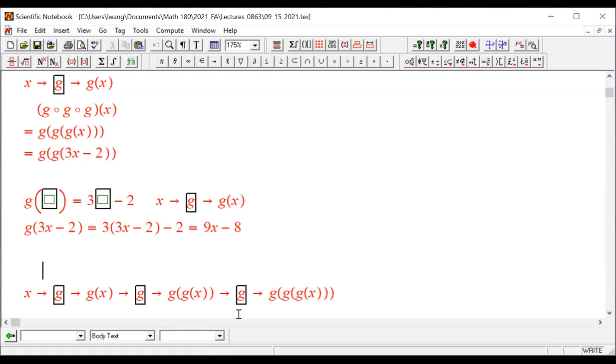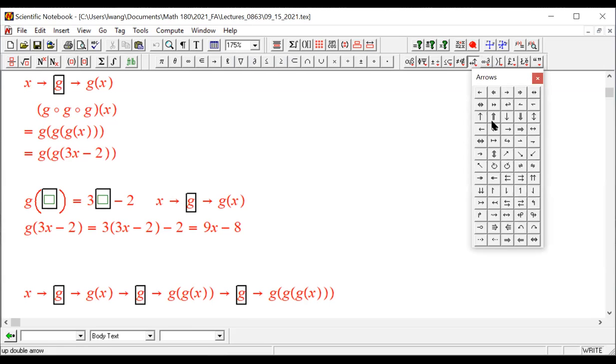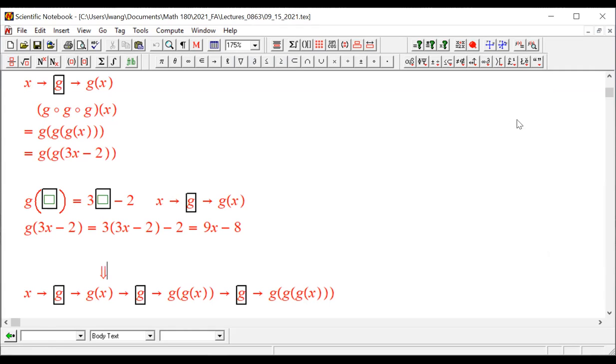Okay, so hopefully that helped. I'm sorry? So would it be 9 and then parentheses 3x minus 2, close the parentheses, minus 8? Right. Next one. Just hold on.